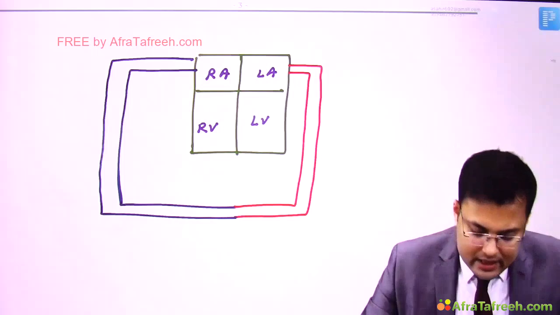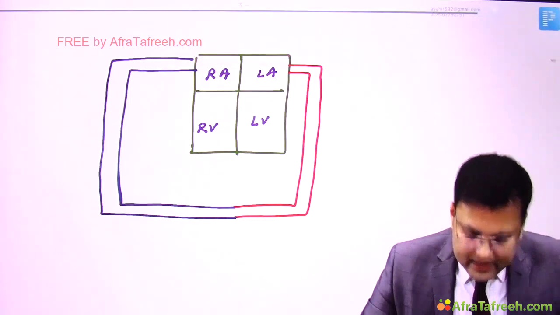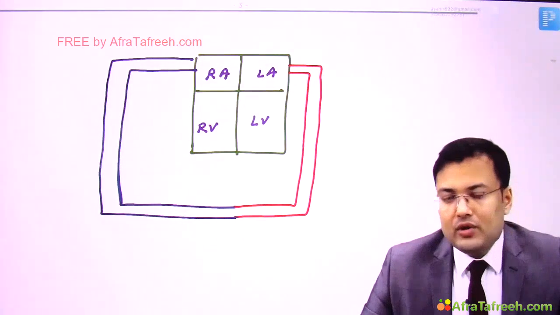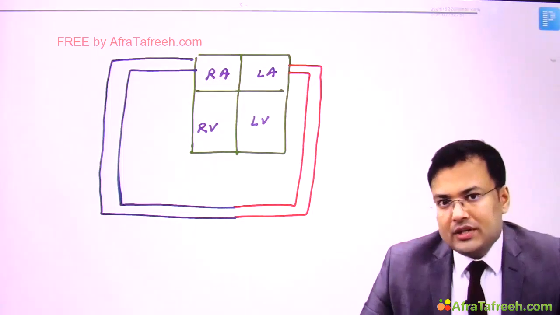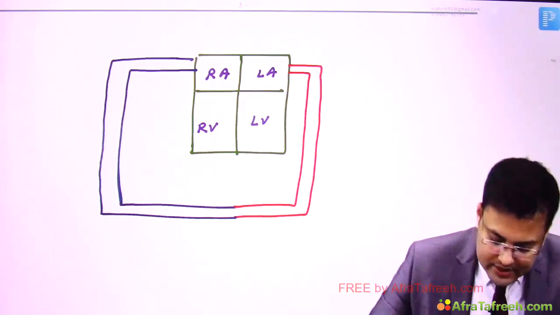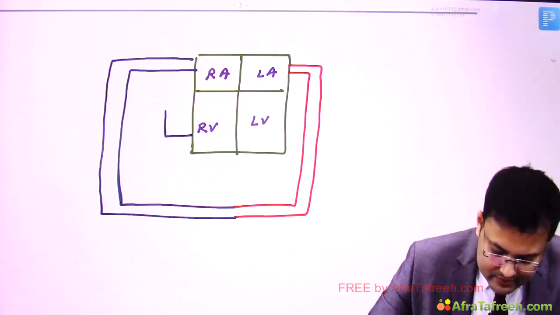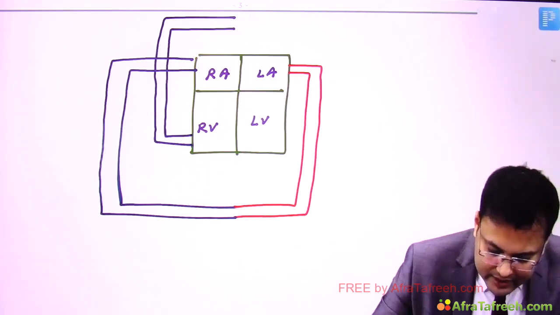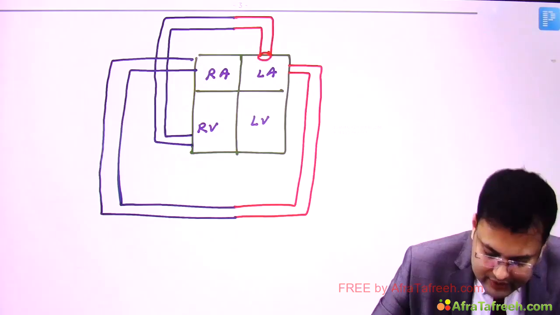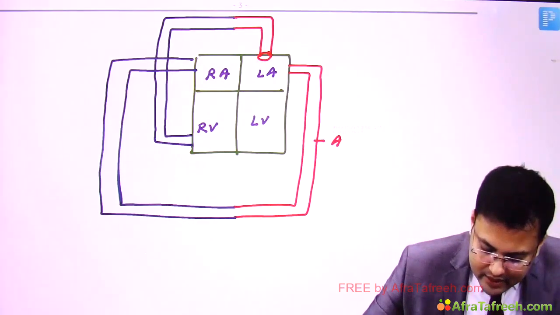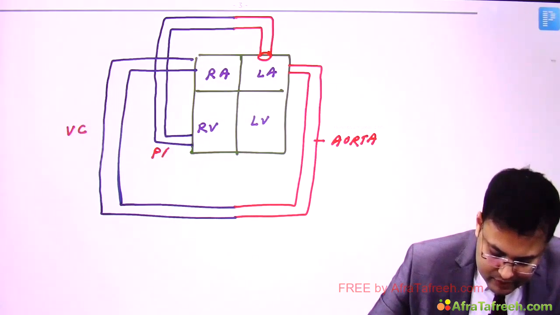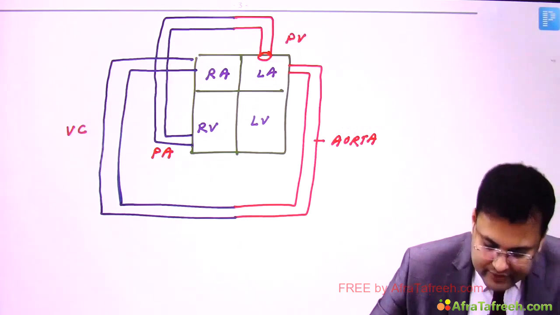Now what happens? From the right ventricle, the blood is going into pulmonary circulation via pulmonary artery, and from pulmonary circulation the blood is collected and goes into the left atrium via pulmonary vein. So this is the aorta, this is the vena cava, this is the pulmonary artery, this is the pulmonary vein, right?